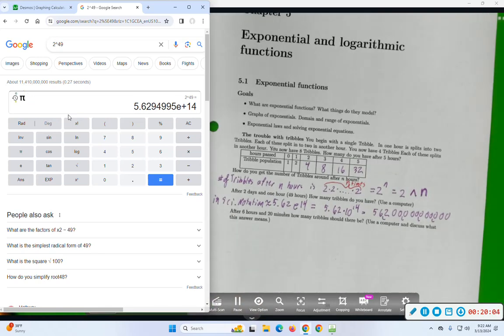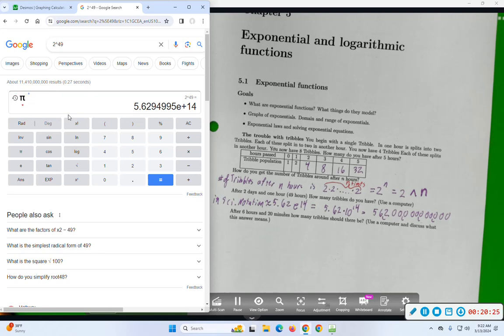Assuming I didn't lose count while I was writing down digits, is that actually 14 digits? Cool. Yeah, that's cool. All right, cool.